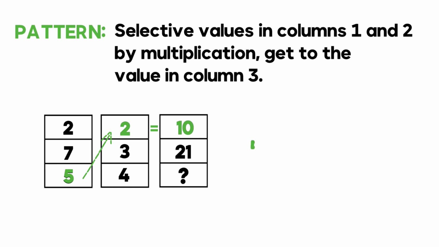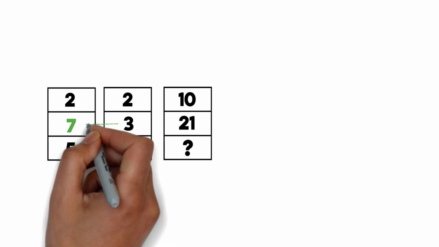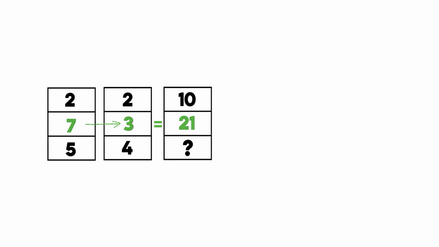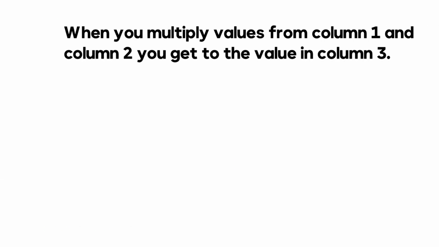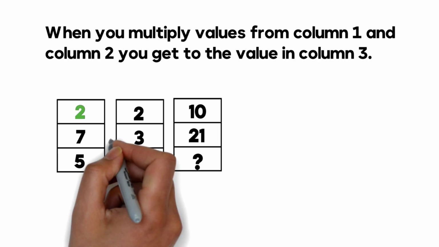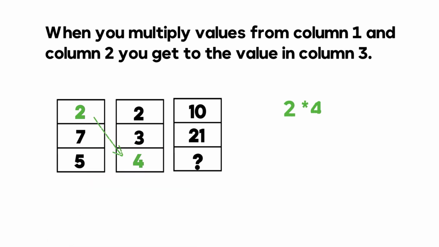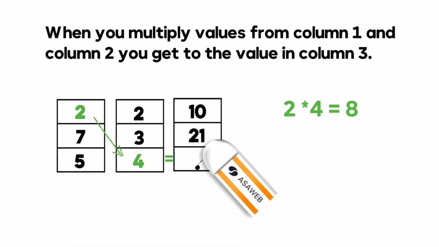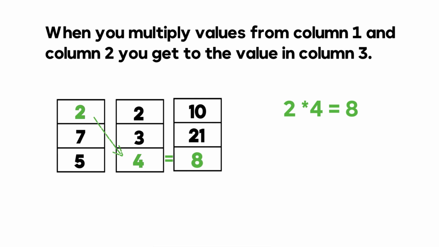If we multiply 5 by 2, we get the value of 10. Second set of values represented by the middle row: 7 multiplied by 3 equals 21. So the missing value here can be calculated by multiplying 2 by 4, and the end result would be equal to 8. So the correct answer to this problem is choice A, 8.